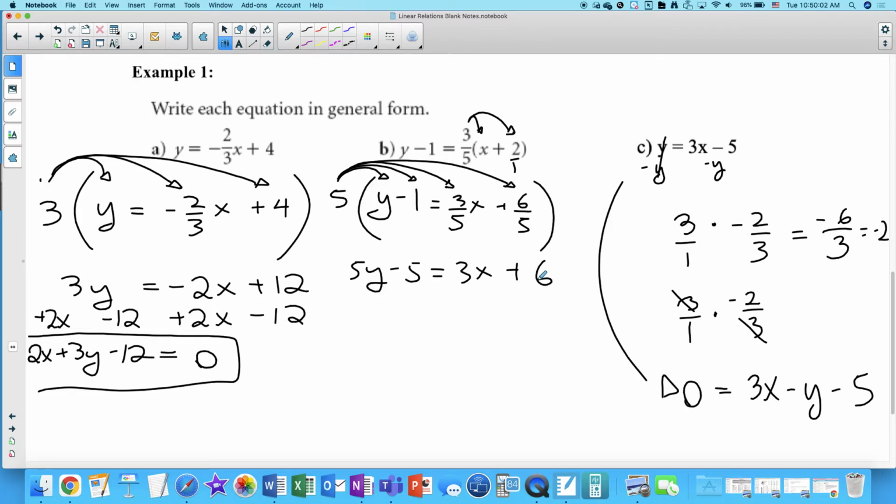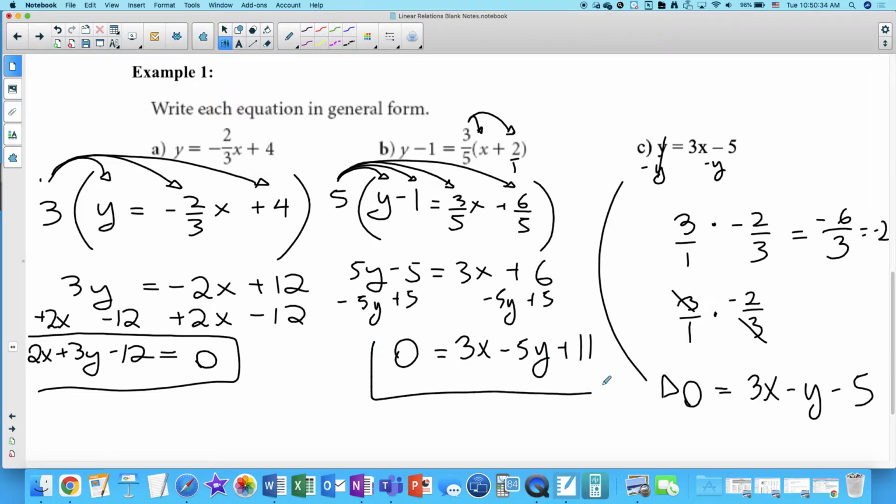What else do I have to do? Yeah, I got to make one side 0. Okay. Which side would you choose to make 0? Yeah, this side, because this is already positive, right? So I'll just subtract 5y, add 5, subtract 5y, add 5. I try to do those in the order that the terms should be, because sometimes I forget and mix them up. 3x and then minus 5y plus 11. And now it's in general form.